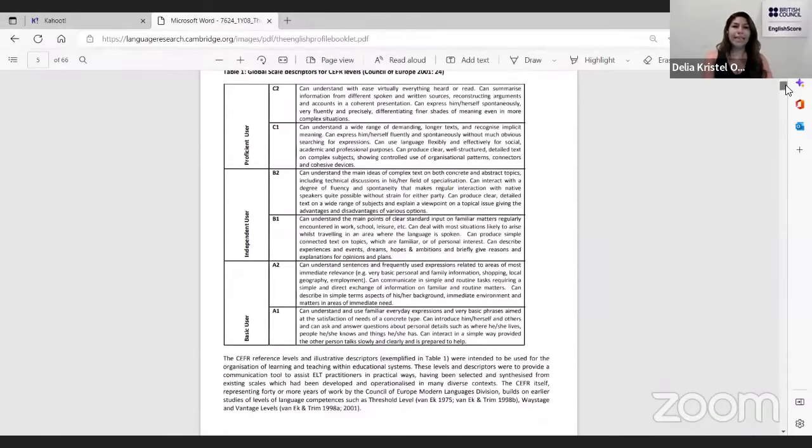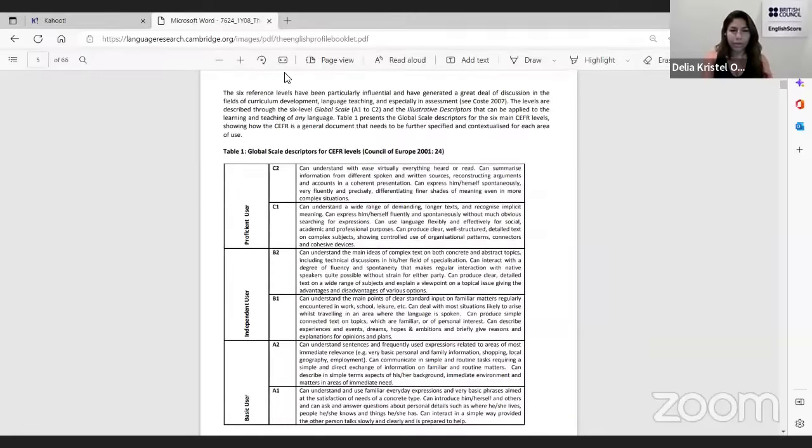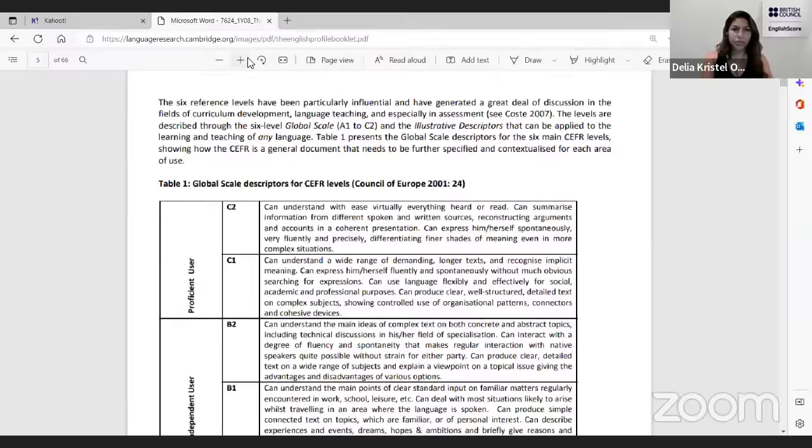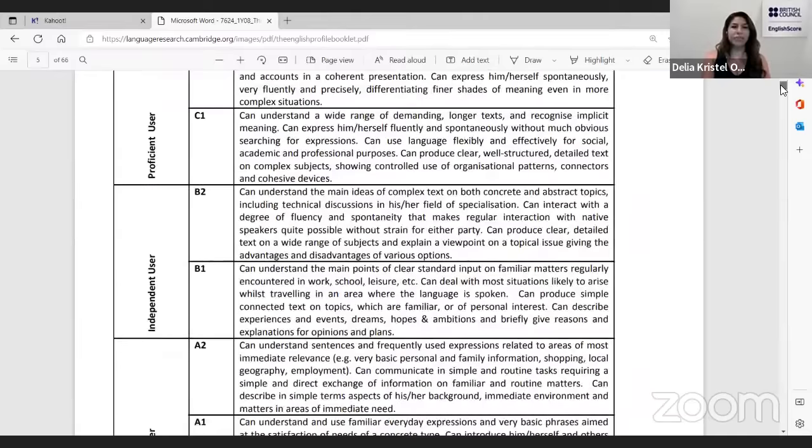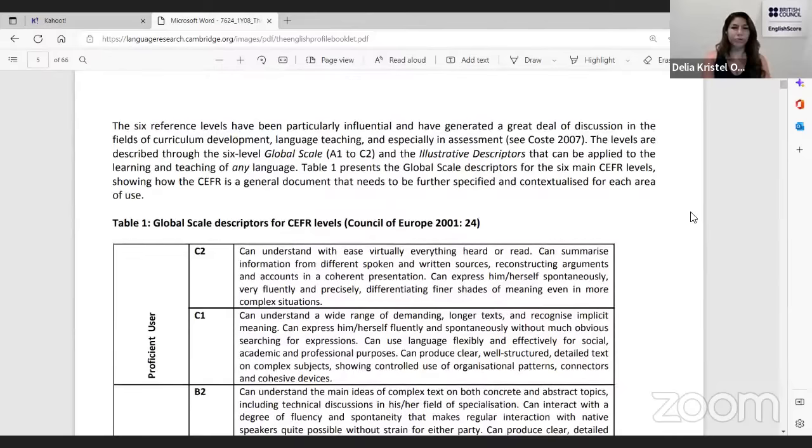And here you can see the descriptors. I will enlarge this information so you can all see. Okay, this is going to be perfect. Here, for example, they describe the 6 different levels, and they are kind of the same that I shared before. You were asking, where can I find the document? So here it is, don't worry. This is one of them.